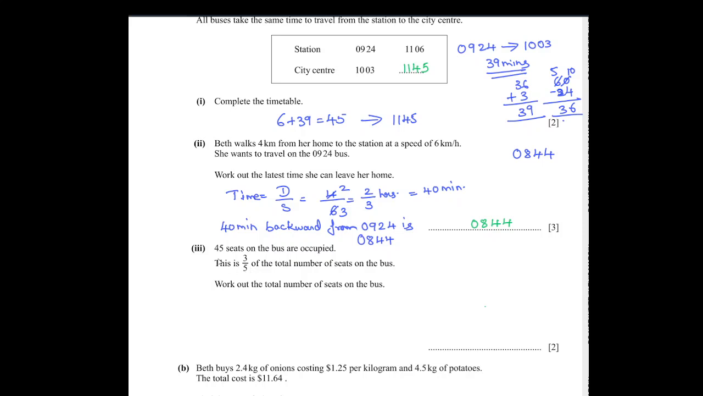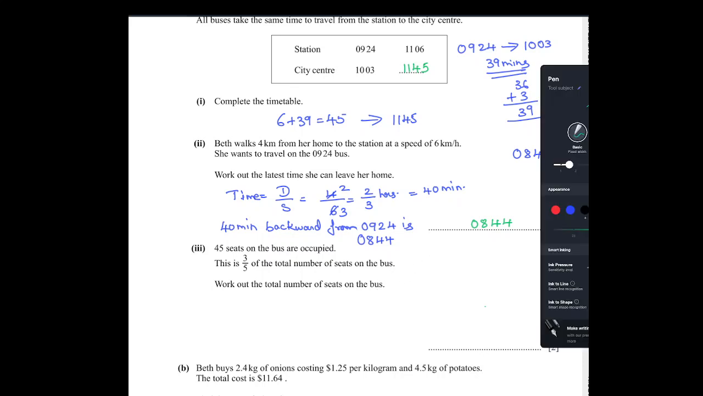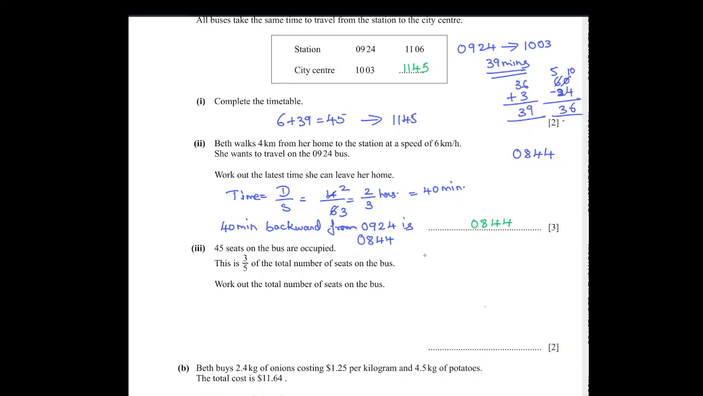Question number 3. 45 seats on the bus are occupied. This is 3/5 of the total number of seats on the bus. Work out the total number of seats on the bus. So for this question, you need to take the total number of seats to be x. So total number of seats is equal to x.